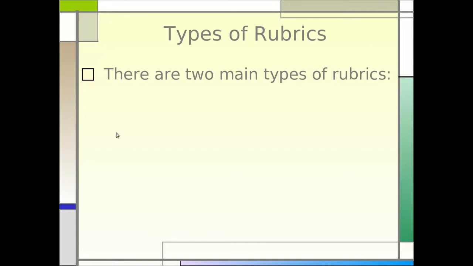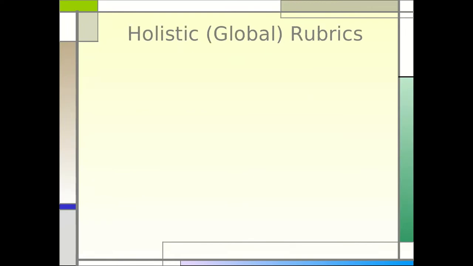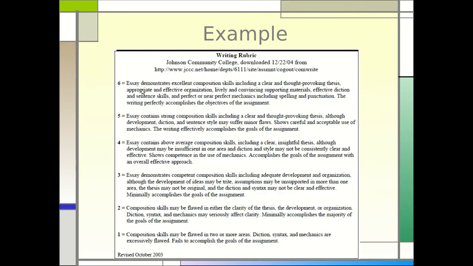Now, there are 2 main types of rubrics: holistic or global rubrics and analytical rubrics. So, what do holistic or global rubrics look like? Okay, this type of rubric is meant to assess students' learning outcomes as a totality. So this is a holistic or global rubric. See, it only has 6 levels. So when you use this rubric, you only mark one of these numbers, and that's the grade students get.